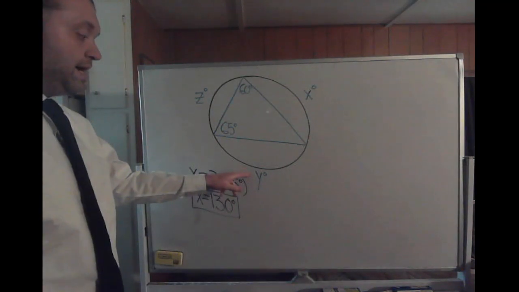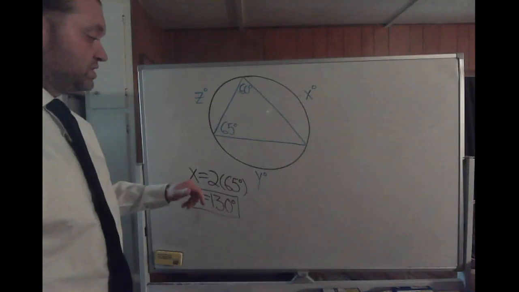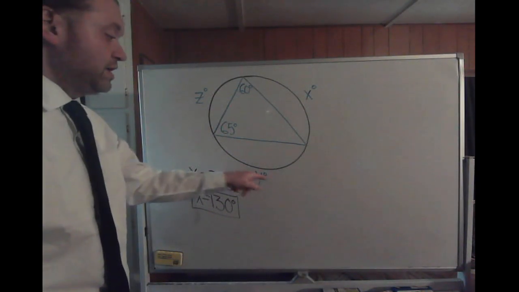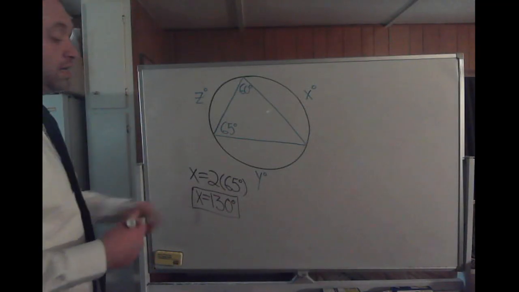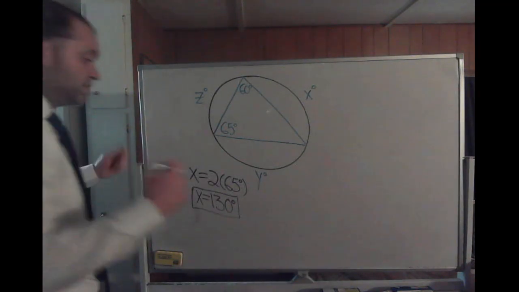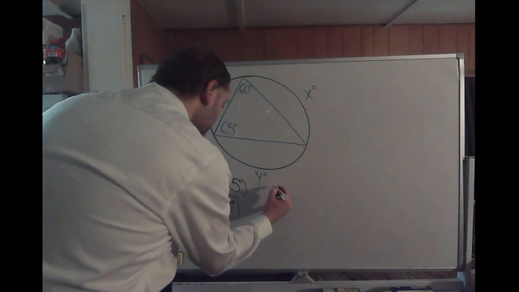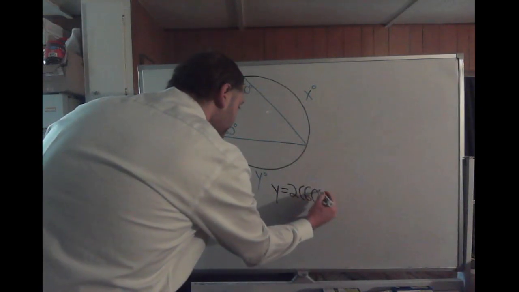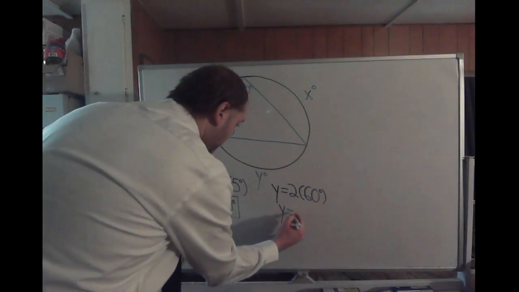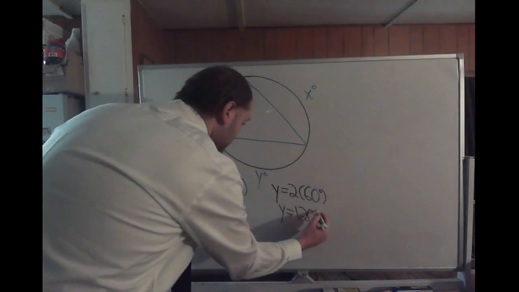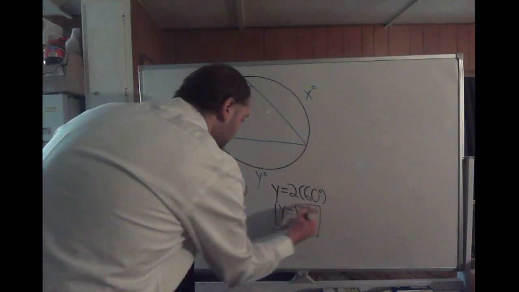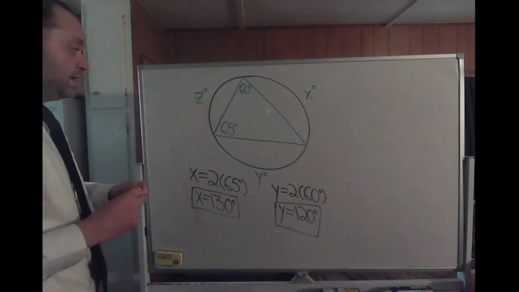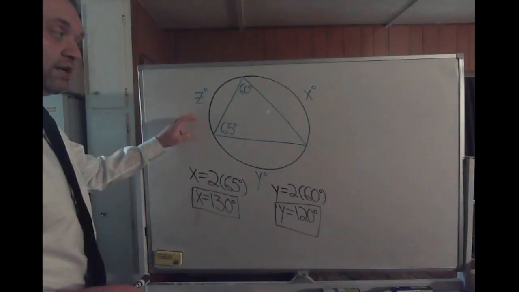Let's go to y. The 60-degree inscribed angle intercepts the y-degree arc. Again, to find the arc, you take twice the inscribed angle. So y would be equal to 2 times 60 degrees, which means y is 120 degrees. So we have x at 130, y at 120. We can solve for z quite easily now.